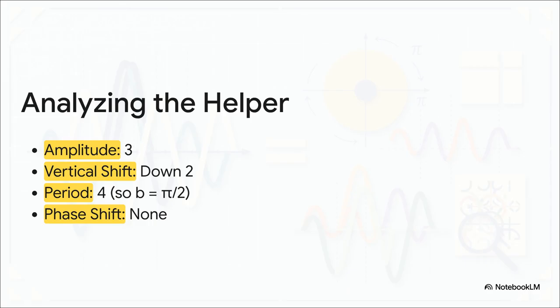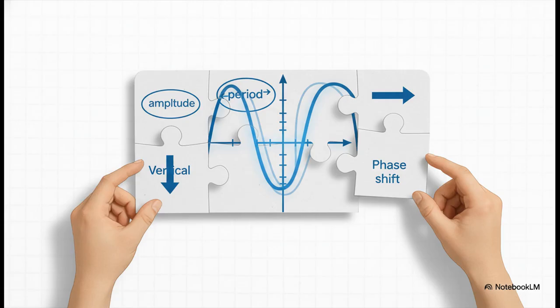Now to find the b-value, we just calculate 2 pi divided by the period, so 2 pi divided by 4 gives us pi over 2. And since it starts right at its peak on the y-axis, there's no horizontal phase shift to worry about. All right, let's put it all together and build our equation. We know the helper was a cosine curve, so our mystery graph has to be its reciprocal, which is secant. We found the amplitude was 3, our b-value was pi over 2, and our vertical shift was down 2. Put it all together, and you get the final equation y equals 3 secant of (pi over 2 times x) minus 2. We just decoded that whole mystery graph by finding the simple shape hiding inside of it.